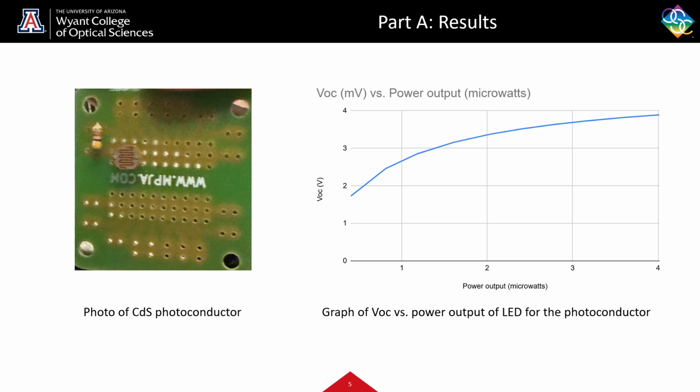These are the results for our CDS photoconductor, and the first image is a photo of the CDS photoconductor, and the second is a graph of VOC versus power output for the photoconductor.